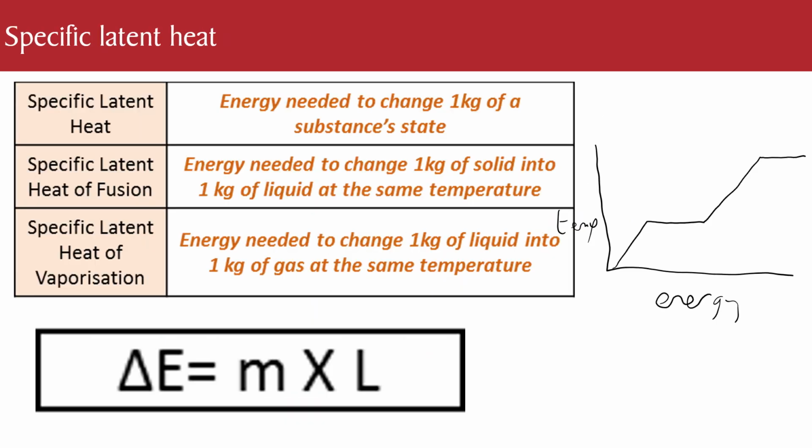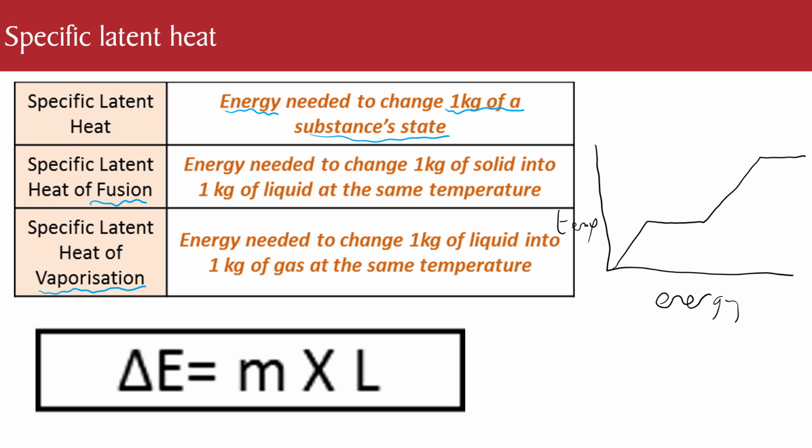Right, now what I've got here has some really good words. Firstly, we've got specific latent heat. Specific latent heat is the amount of energy needed to change 1 kilogram of a substance's state. So that could be solid to liquid or liquid to gas. But more specifically, they're going to ask about the specific latent heat of fusion or the specific latent heat of vaporization.